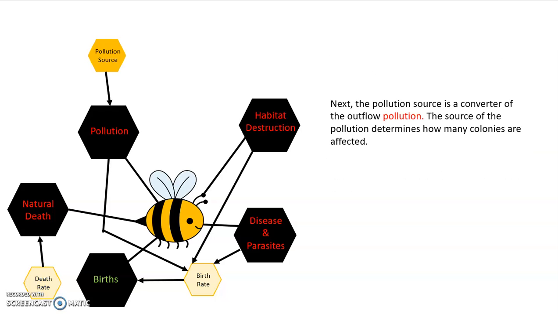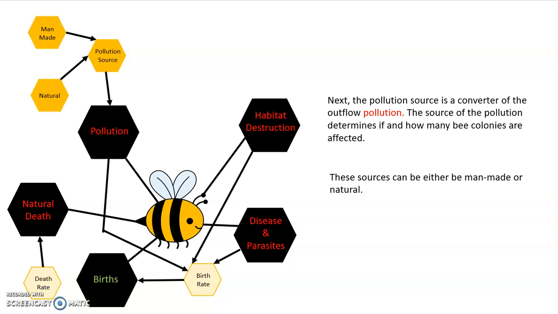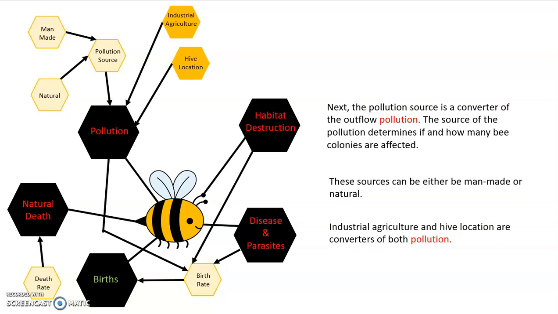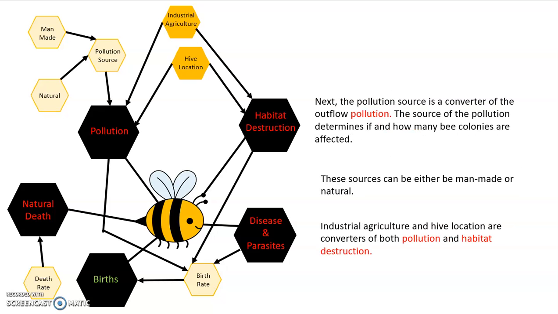Next, the pollution source is a converter of the outflow pollution. The source of the pollution determines how many colonies are affected. These sources can either be man-made or natural. Industrial agriculture and hive locations are both converters of pollution and of habitat destruction.